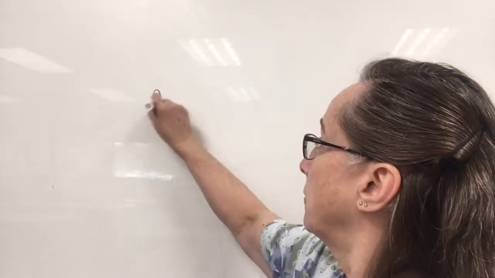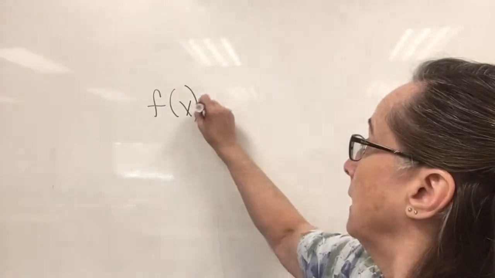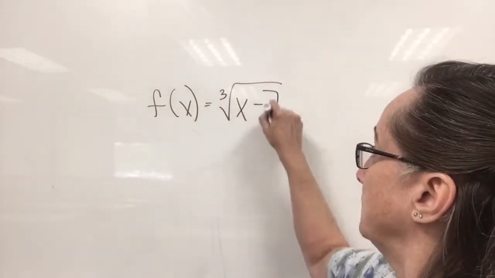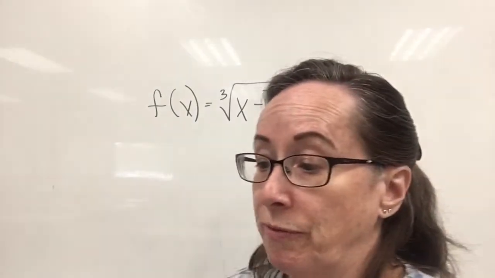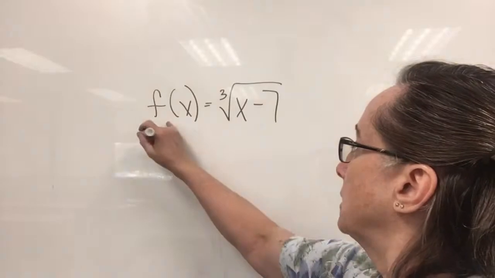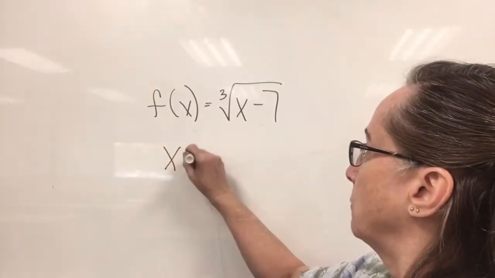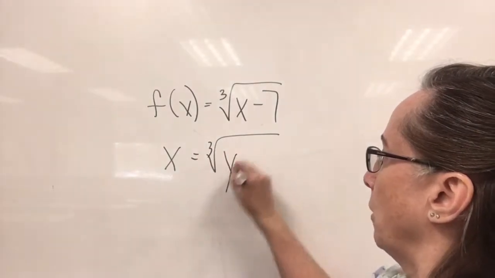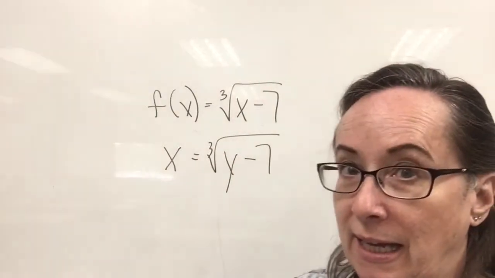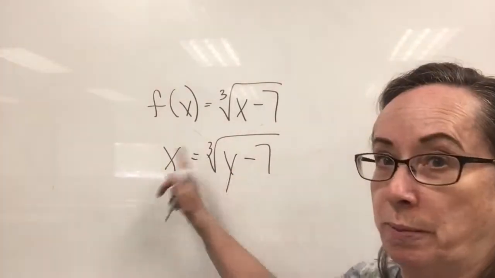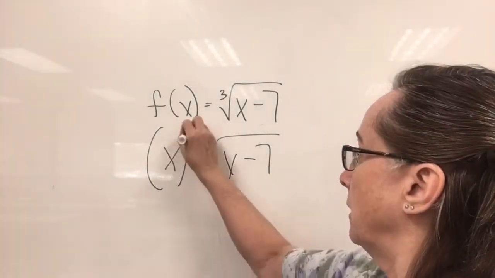So the first one on number 13 is f of x is equal to the cubic root of x minus 7. Okay, so we're finding the inverse, which means we're going to switch the x and the y. So this one is the y, so we're going to make it the x. We're going to say cubic root of, and then this one is going to be a y minus 7. Then we resolve for y. Okay, so we're going to cube both sides.